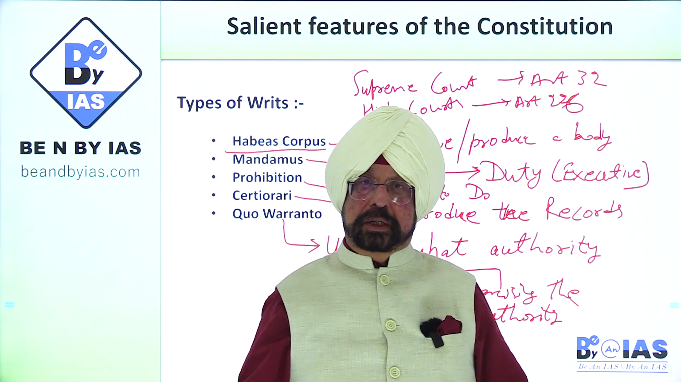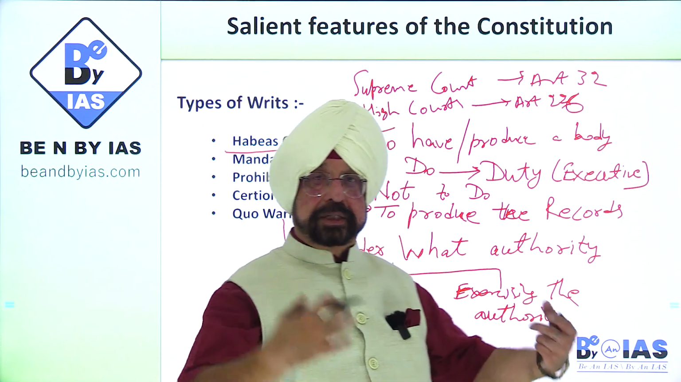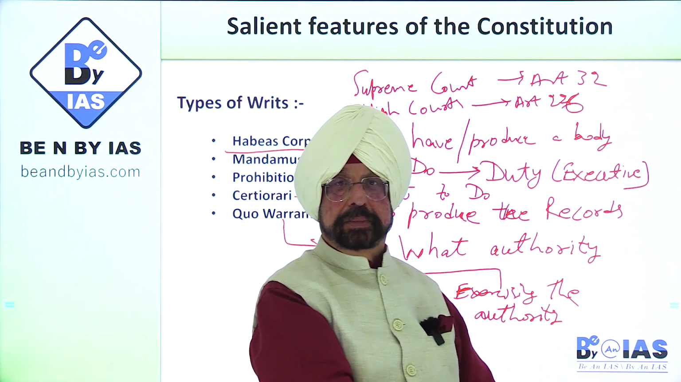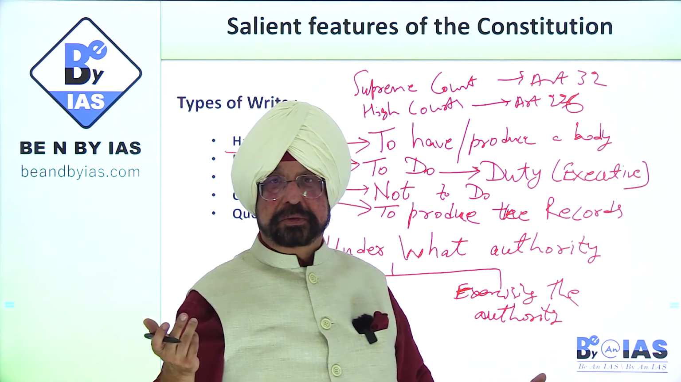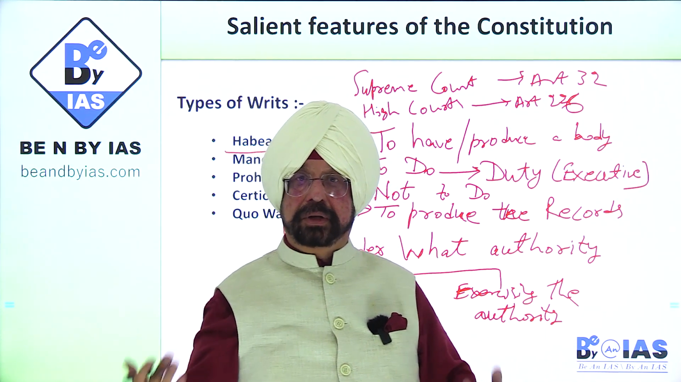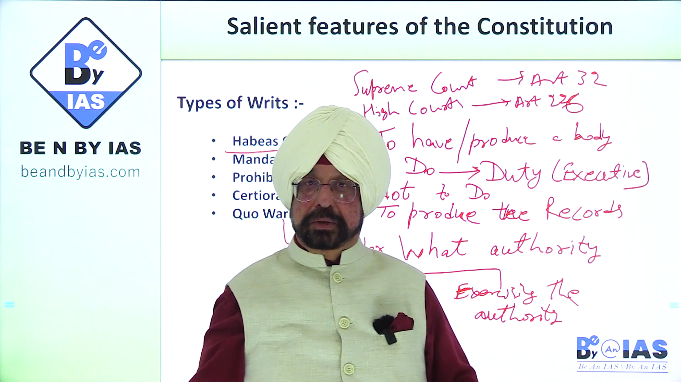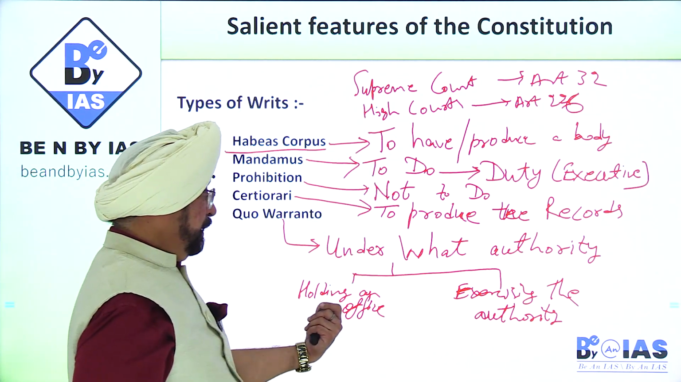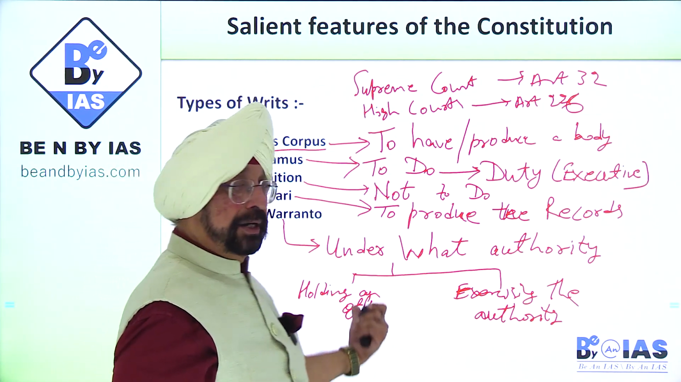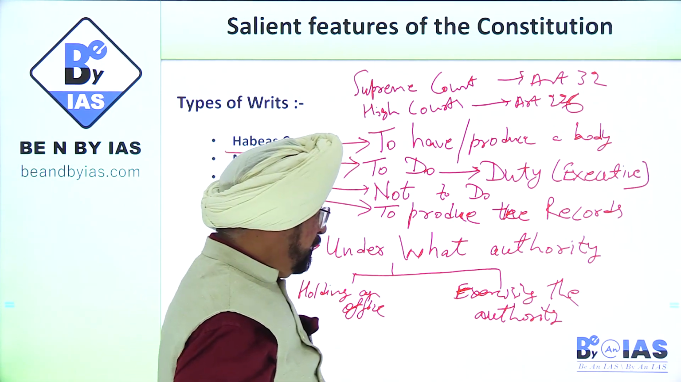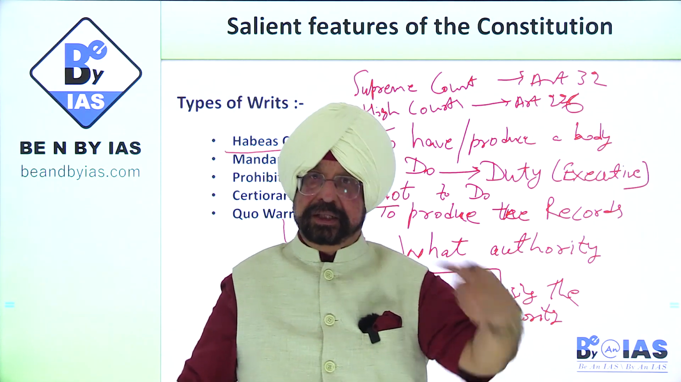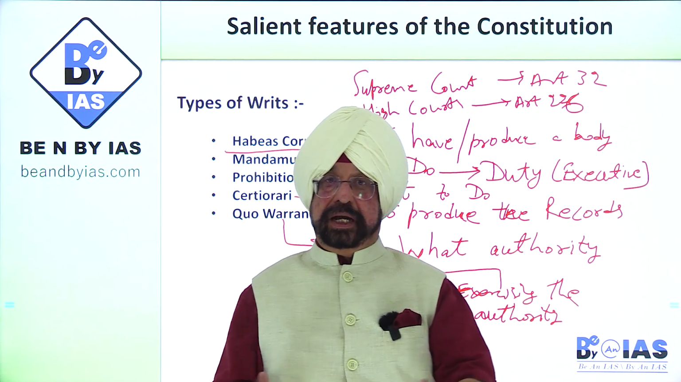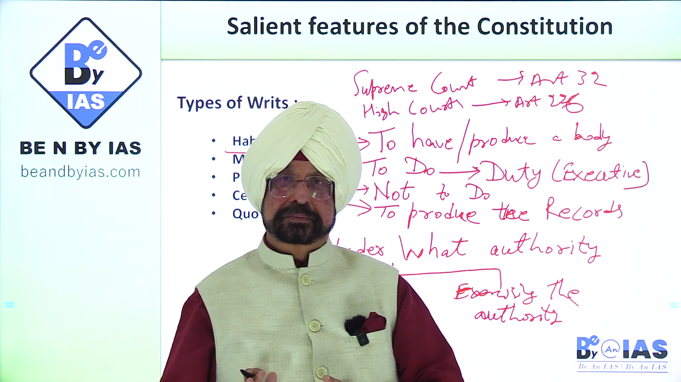Suppose there is no order, and I just go and sit on the seat of the deputy commissioner or the district collector. I am not entitled to that. I am without an authority. So, under what authority are you holding that office? And then, under what authority are you exercising the powers and authorities attached to that office?